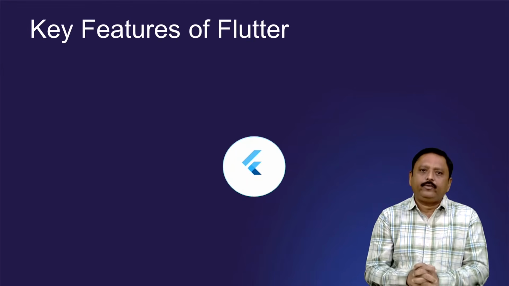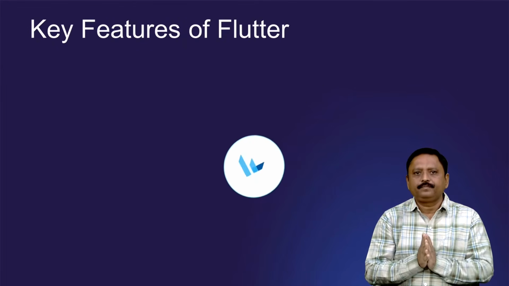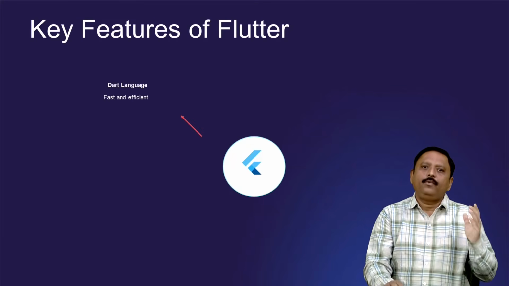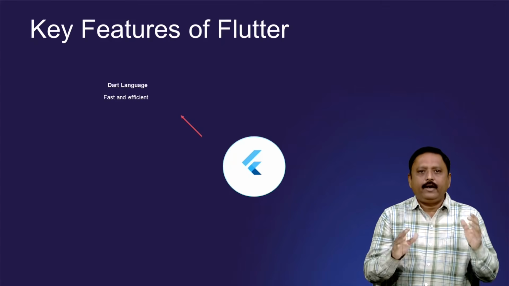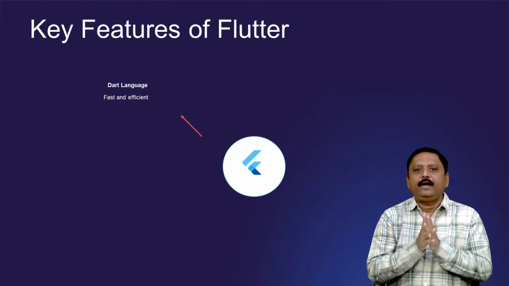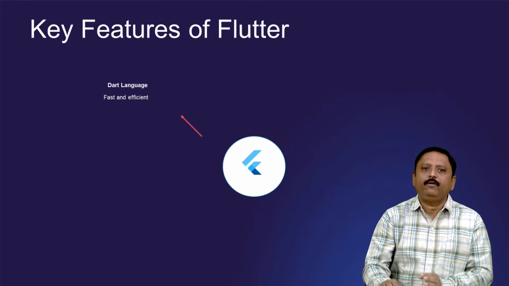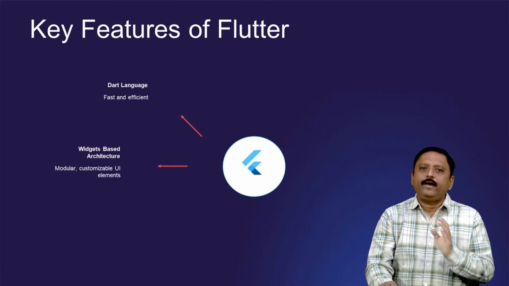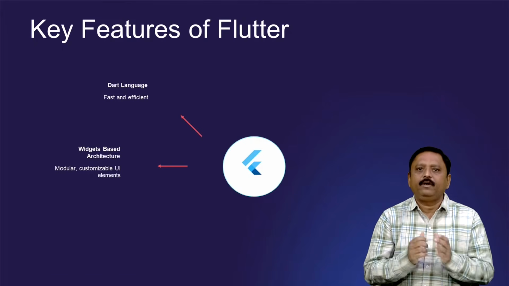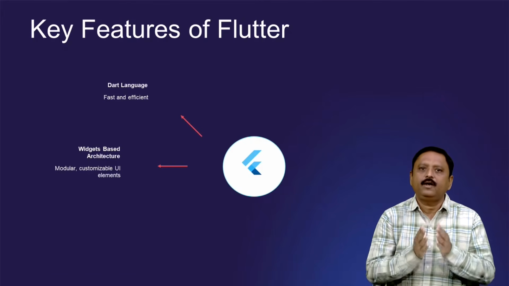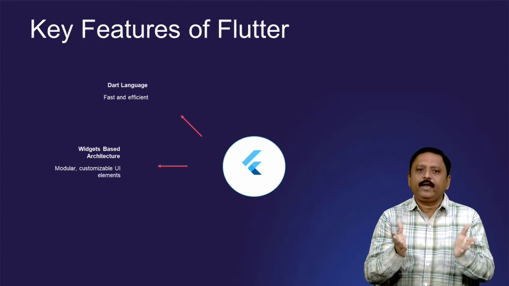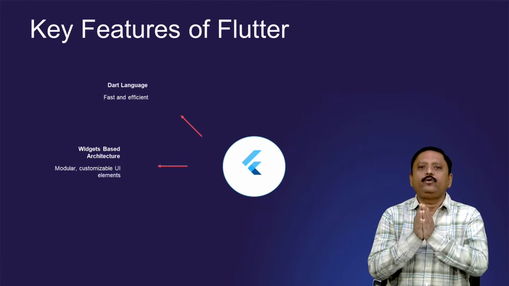Now, let us try to understand the key features of Flutter. The first feature is the Dart language. Flutter apps are written in the Dart programming language, which is also developed by Google. Dart is designed for fast and efficient app development. The second advantage is widgets. Flutter is based on a rich set of customizable widgets, which are the building blocks of the user interface. Everything in Flutter, we can say, is a widget, from buttons to padding to layouts.